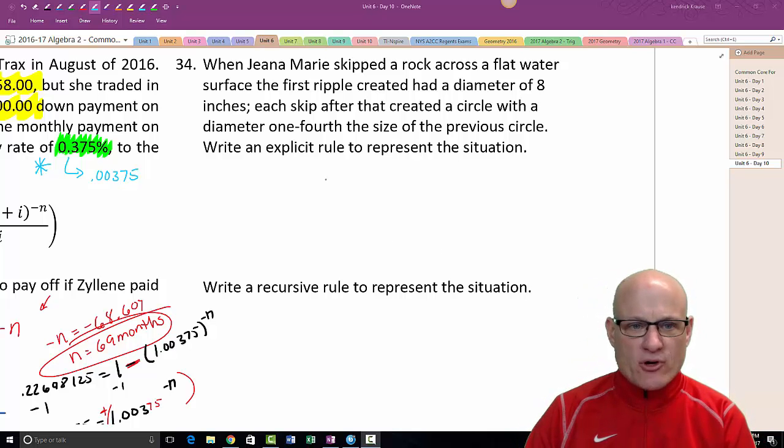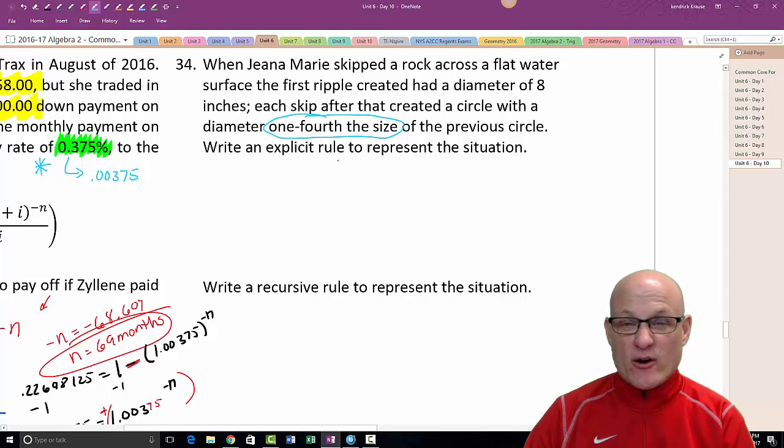This girl skipped rocks across flat water, and the ripple had a diameter of 8 inches. Each skip after that created a circle 1/4 the size. So 1/4 is your scale factor. In this case, it's going down, so it's decay, right? So we're going to start with A, the diameter after skips, is equal to, we started with a diameter of 8. It's going to go down by 1/4 every skip.